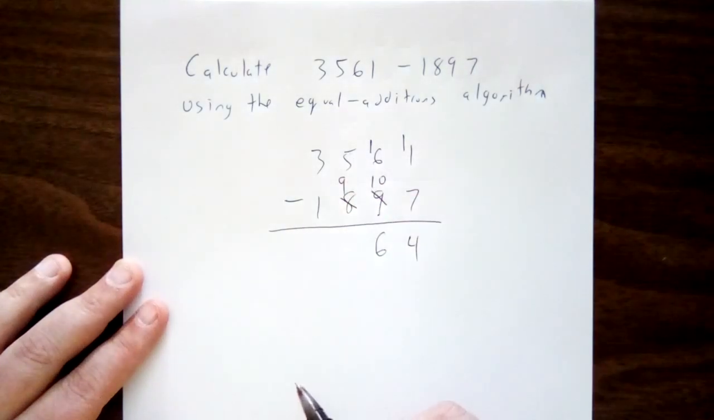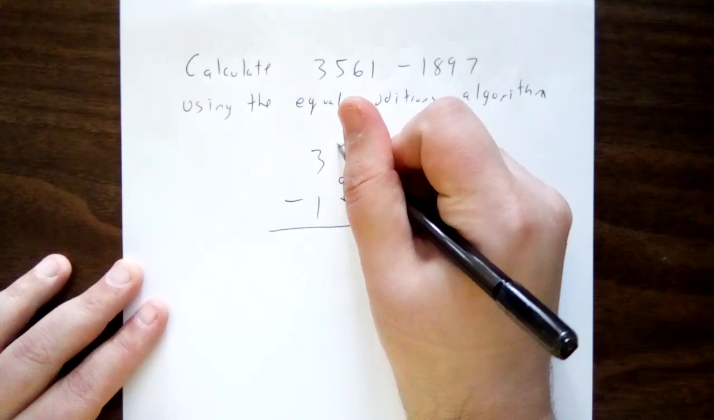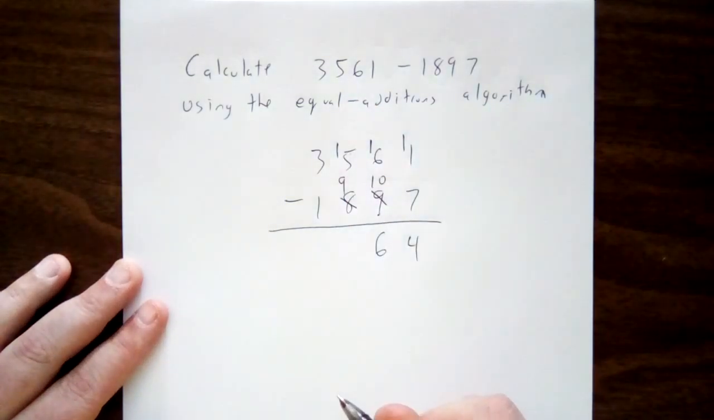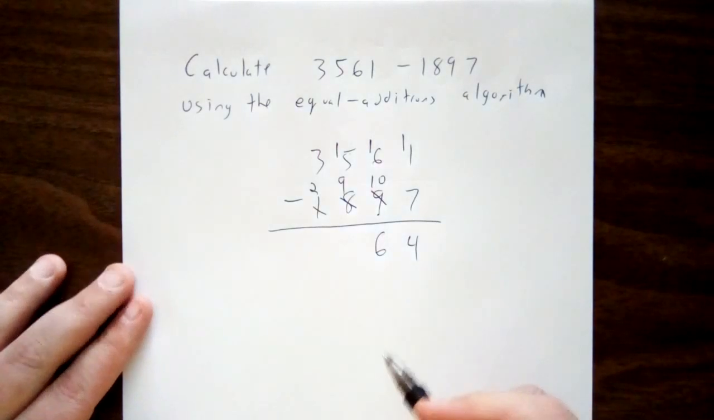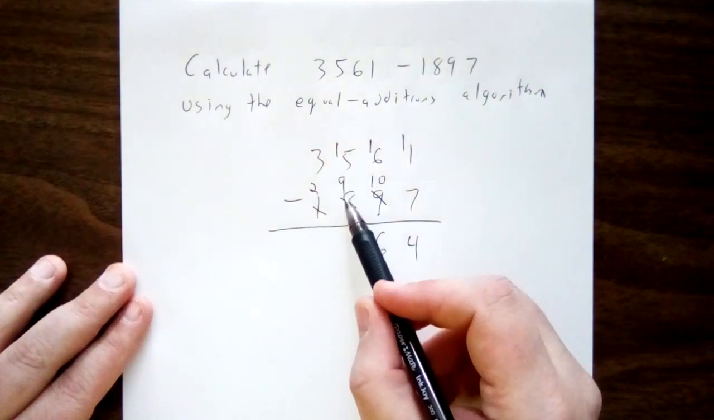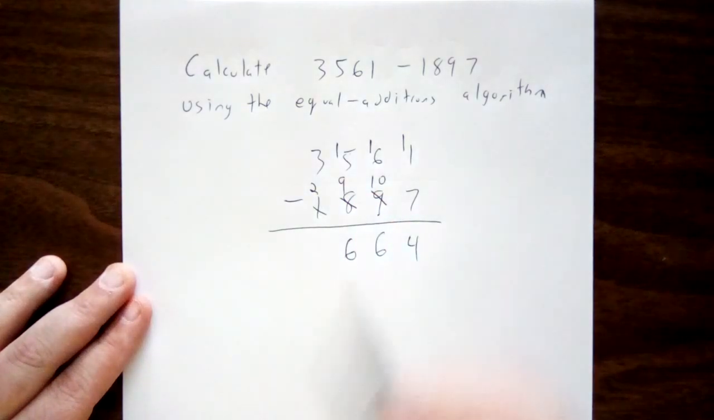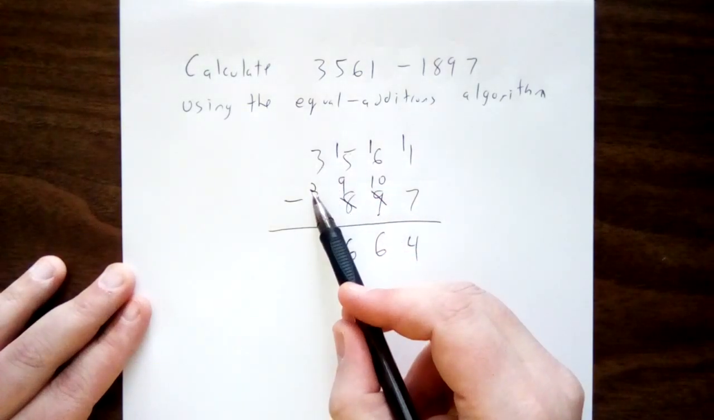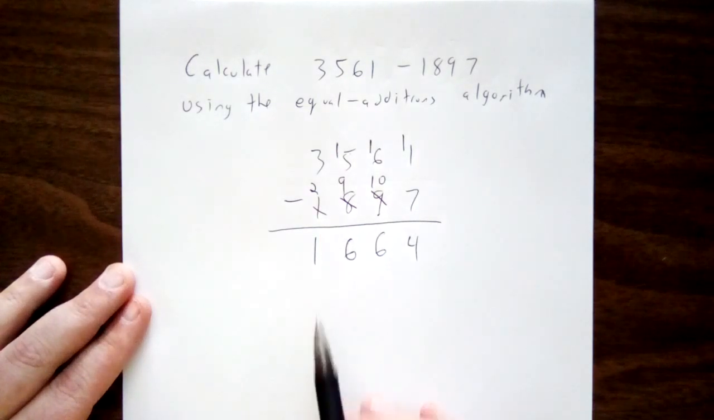5 minus 9, again, I can't do that, so I'll do equal additions, adding 10 hundredths to the minuend, which is the same thing as adding an extra thousand to the subtrahend. I have 15 hundredths, removing 9 hundredths leaves me with 6 hundredths behind. I have 3,000 minus 2,000, leaving me 1,000 left over. Our final answer, 1,664.